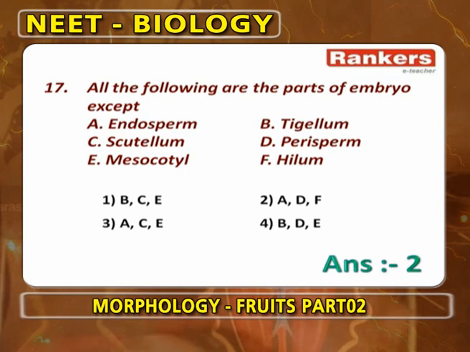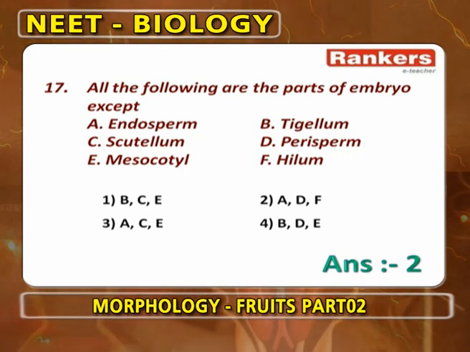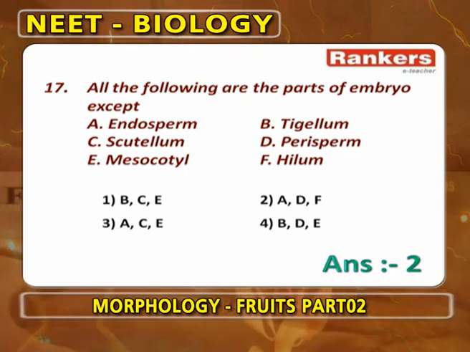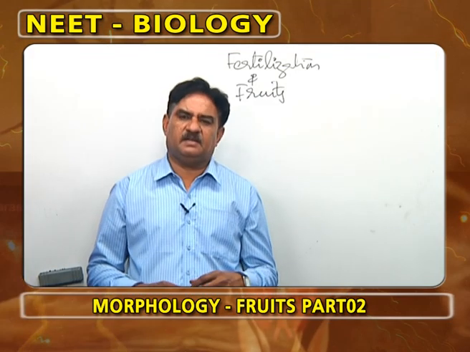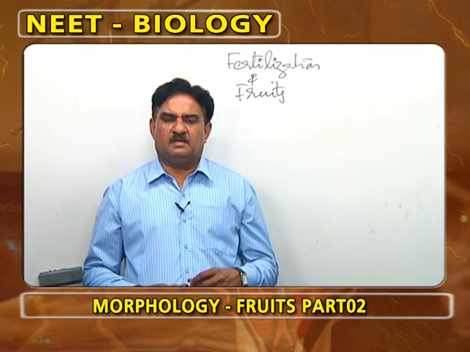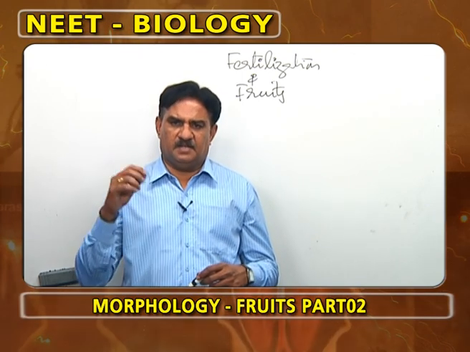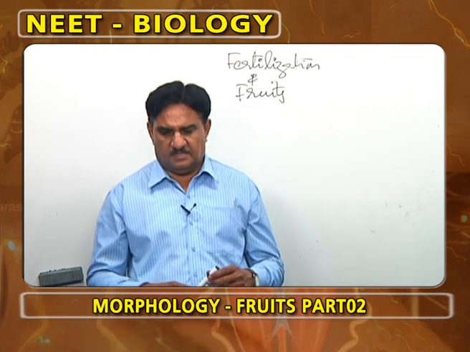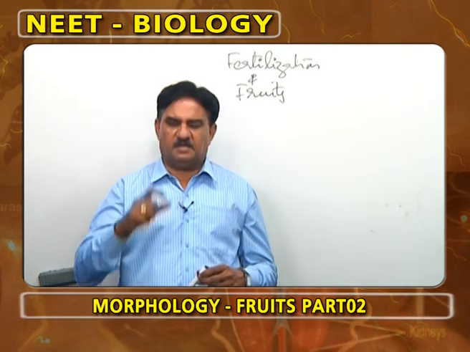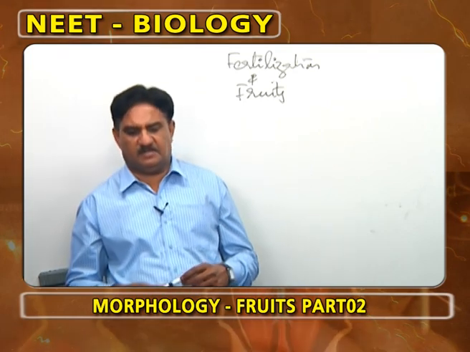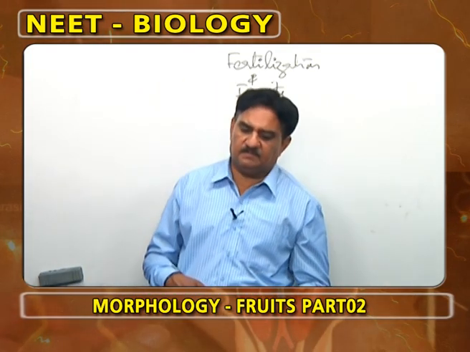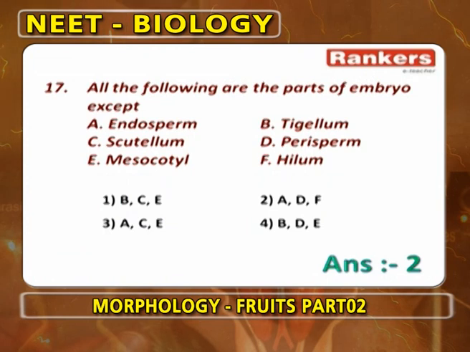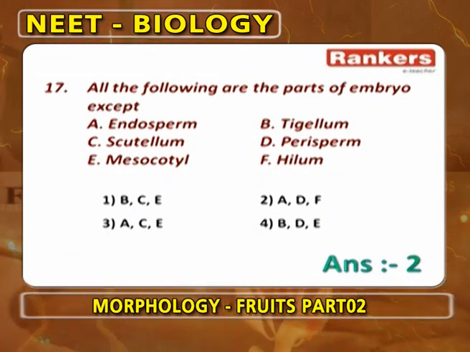A, endosperm does not belong to embryo. Perisperm is the remnant of nucellus. Hilum is present on the seeds, whereas tigellum, scutellum, mesocotyle belong to embryo. The embryonal axis in a dicot seed is tigellum. The shield-like cotyledon in a monocot seed is called scutellum. The portion between plumule and cotyledonary node in a monocot seed is called mesocotyle. So tigellum, scutellum, mesocotyle belong to embryo structure.